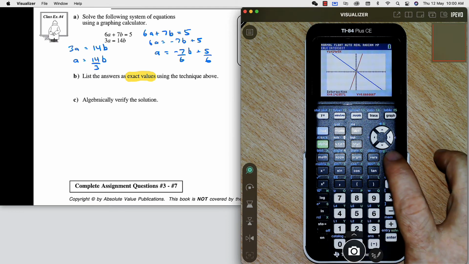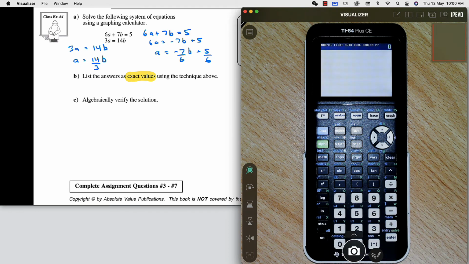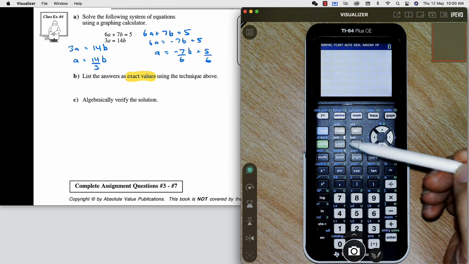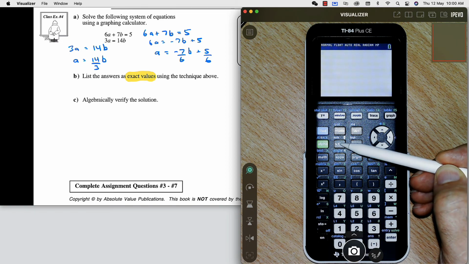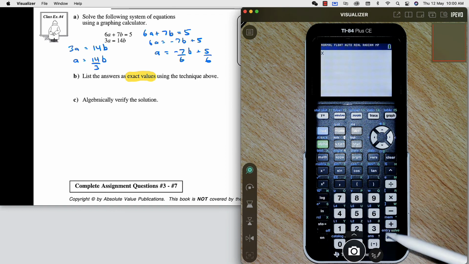So now if I just hit clear twice, go back to this screen right here, what I want to do is press this X button right here, and it says X, and then if I press enter, it tells me the value of X that was stored there. But again, it's in decimal form.